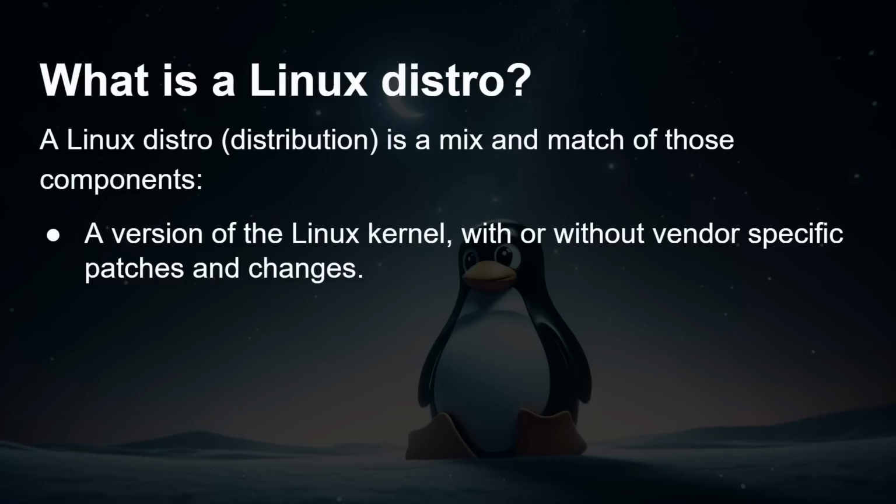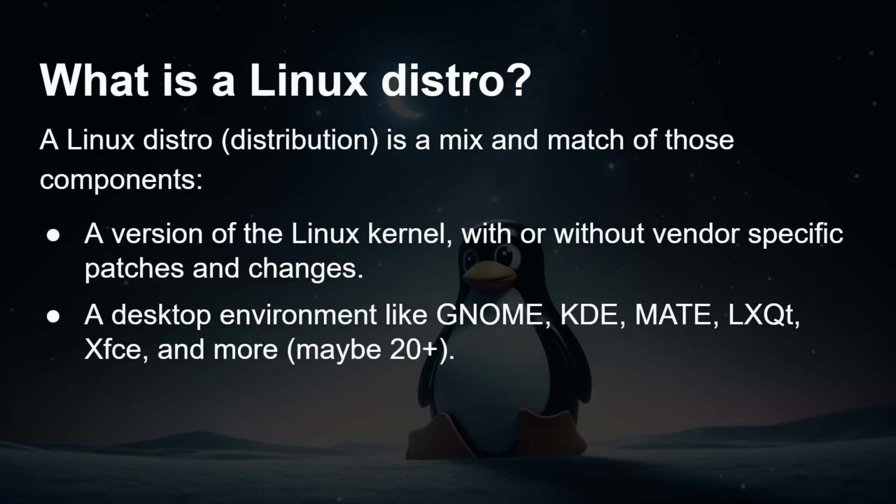So although there is the official Linux kernel that gets published and Linus releases that, that's never what you get in a Linux distro. There's always something different about it. Often the main thing is whether it's going to get long-term support or not. And then of course there are the desktop environments, and there are a whole bunch of them, maybe 20 or so of them. GNOME, KDE, Mate, LXQt, XFCE are some of the popular ones, but there are others.